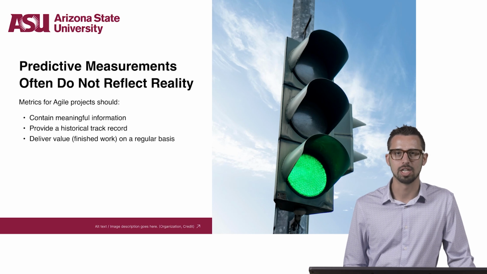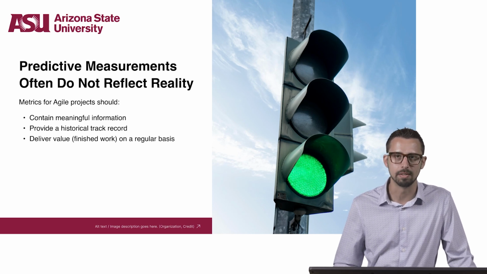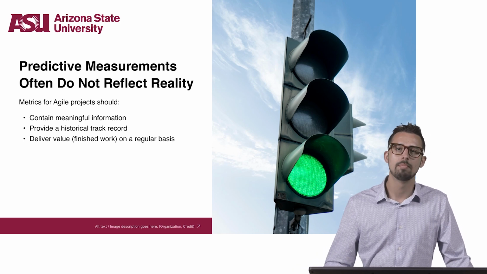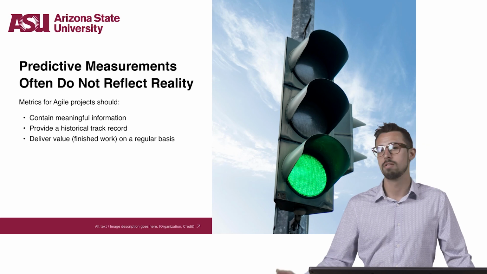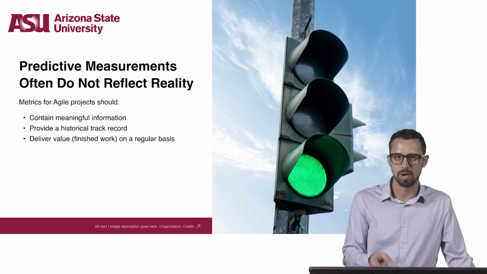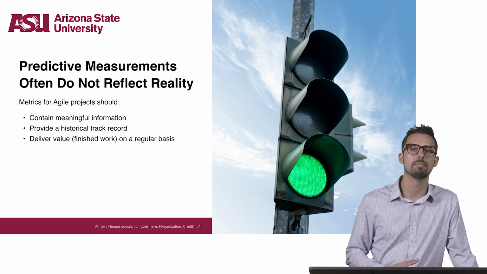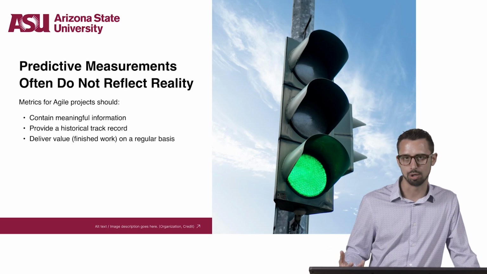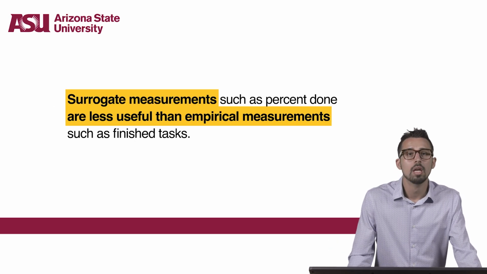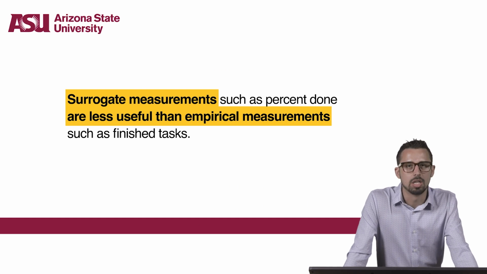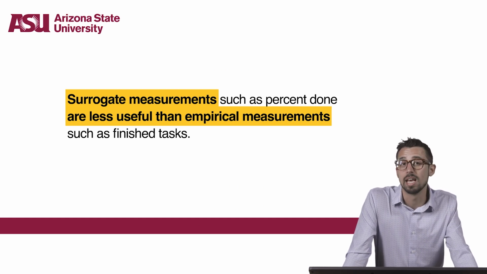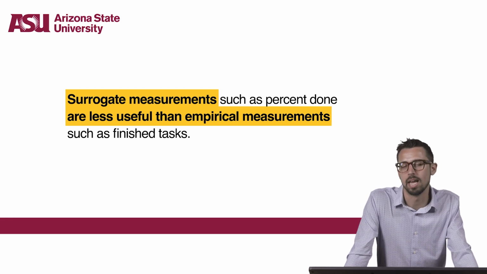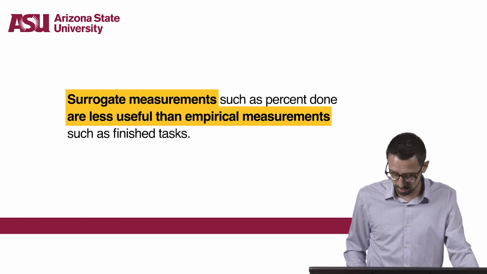Metrics for Agile projects contain a lot of meaningful information that provide a historical track record because Agile projects deliver value, finished work, on a much more regular basis. Project teams can use that data for improving their forecasts and their decision making. So the important thing to note here with Agile projects is that surrogate measurements like percent done are much less useful than empirical measurements like finished tasks.